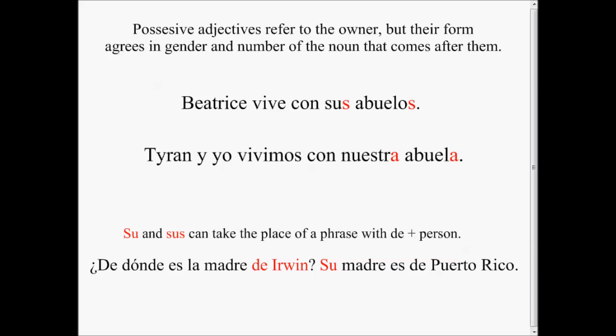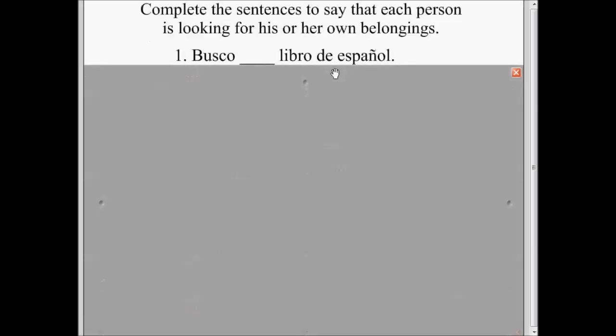Okay, but to change that, instead of saying la madre de Irwin es de Puerto Rico, we can just simply use su. Su madre es de Puerto Rico. His mother is from Puerto Rico. Let's work one of these out together.